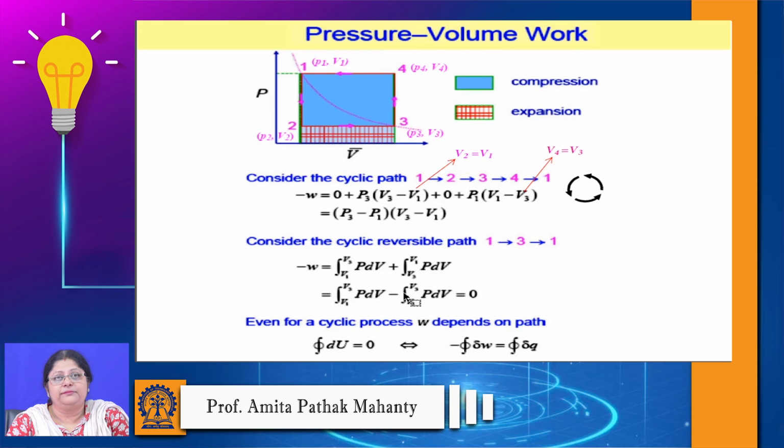Even in a cyclic process, W depends on the path which is taken. If you are choosing this path, it becomes 0, and if you are choosing this path, it is not going to be 0. Now if I look into the internal energy over the path, what is happening? Internal energy is equal to the work done plus the heat exchanged. The internal energy, being a state function, becomes equal to 0. So minus W will be equal to the energy transfer in the cyclic process.